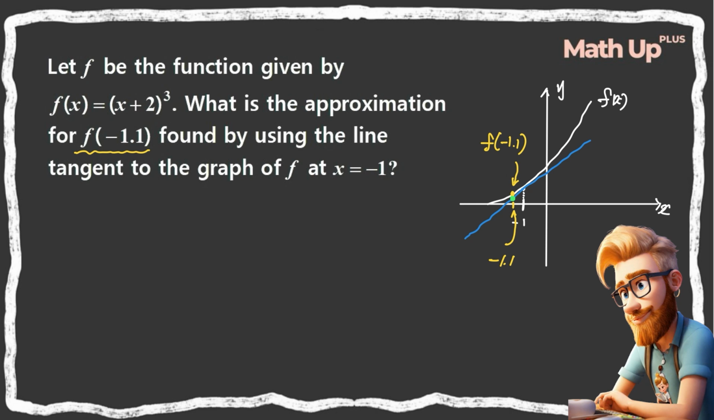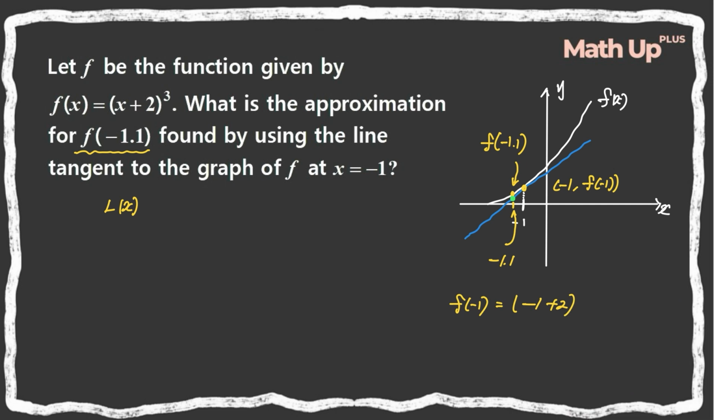Let's say the tangent line is a linear function L of x, and this tangent line passes through this point, negative 1 comma f of negative 1. f of negative 1 is equal to (negative 1 plus 2) cubed. That is equal to 1, right? So that is negative 1 comma 1.